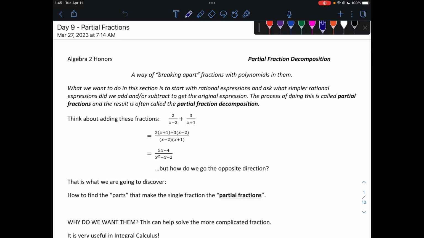Hello everyone and welcome to our video today on partial fraction decomposition. Partial fraction decomposition sounds like a very complicated thing in mathematics, but in fact it is not.